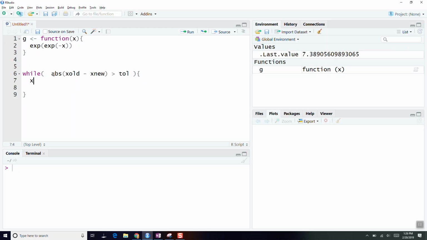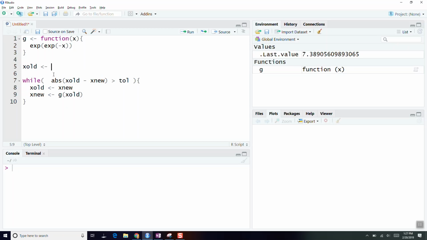What we will do is take our x new value and assign that to x old. And the new value we're going to use is going to be g of x old, okay? All right, and in order to get this to run, I need to initialize my values.